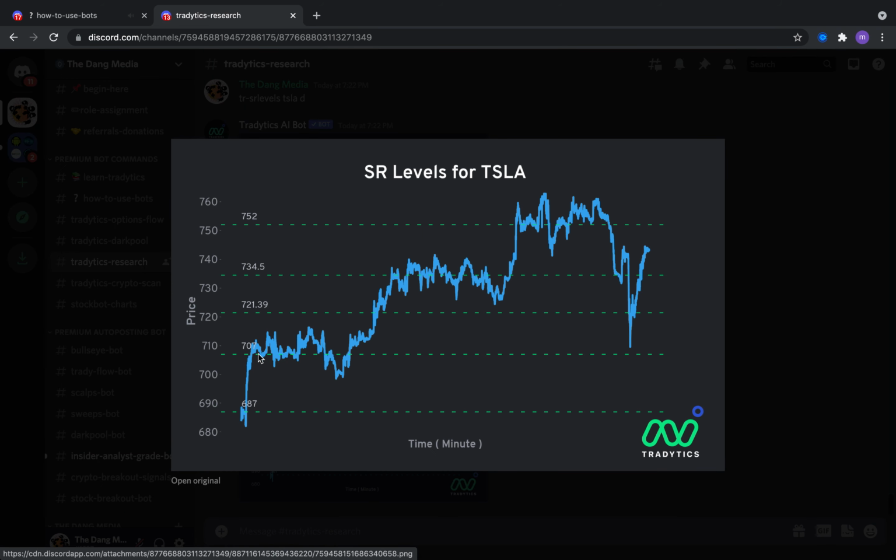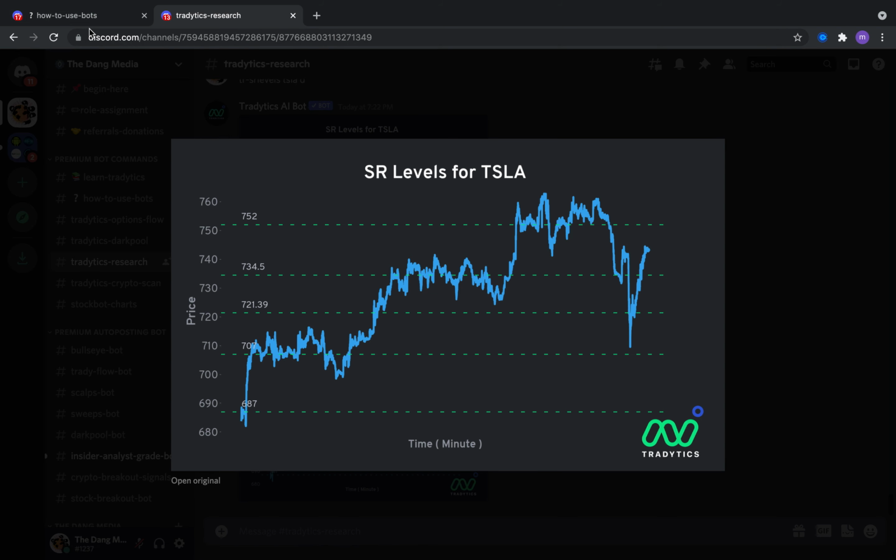So you can see that support here. We bounced off that level here. It's also support here, and then we had this sideways consolidation, so that's another support level, and then we have this resistance level up there.